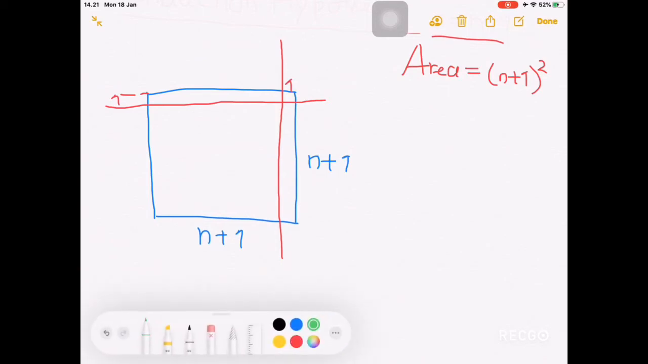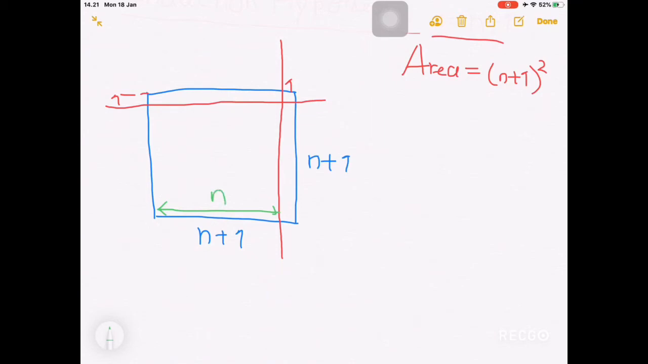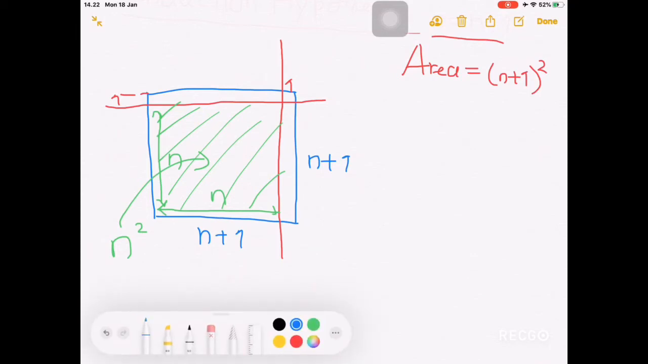So what that tells us is the remaining length is n plus 1 minus 1, since we take out 1, which is just n, and we have this n. And this is just a square. This whole figure, I'll shade it in green, is n squared. What I mean is the area is n squared. So we can set up an expression. We'll write out n squared first.